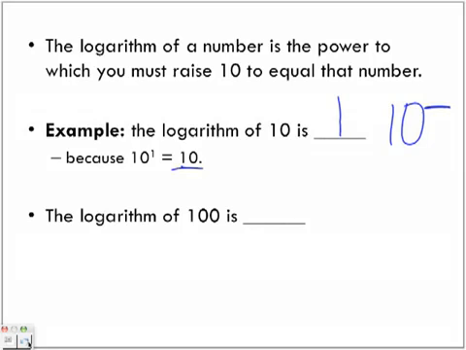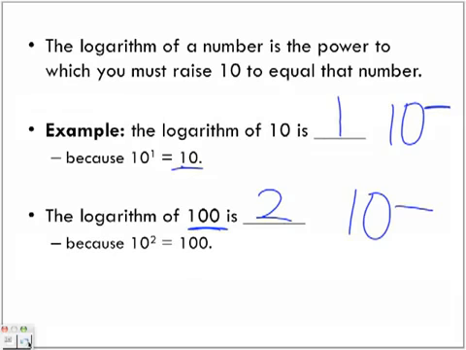Just a recap, just to give you guys a little insight about logarithms. The logarithm of 100 is, again, same thing. What is 10 going to be to the power of that will give me 100? 2, because 10 to the power of 2 is 100. Okay, so far pretty simple, right? Nothing too fancy.